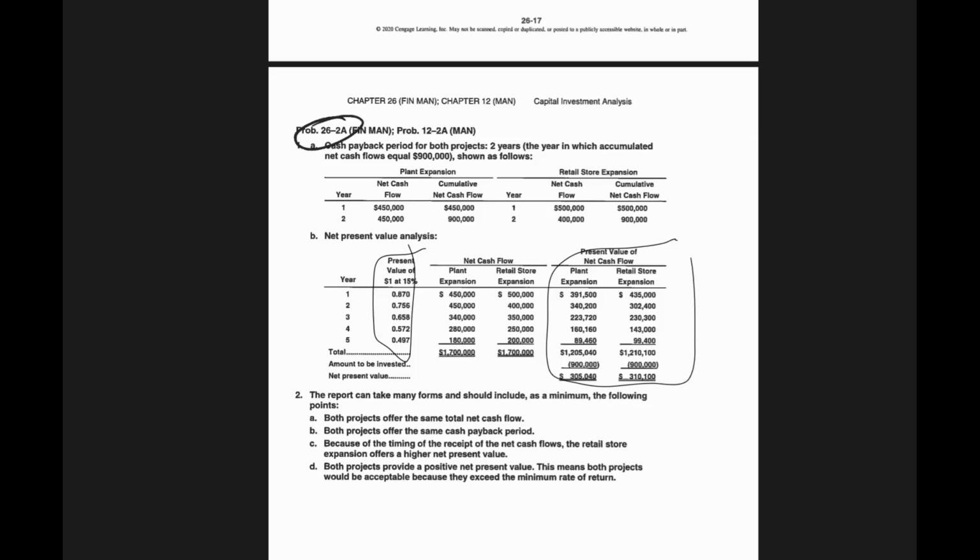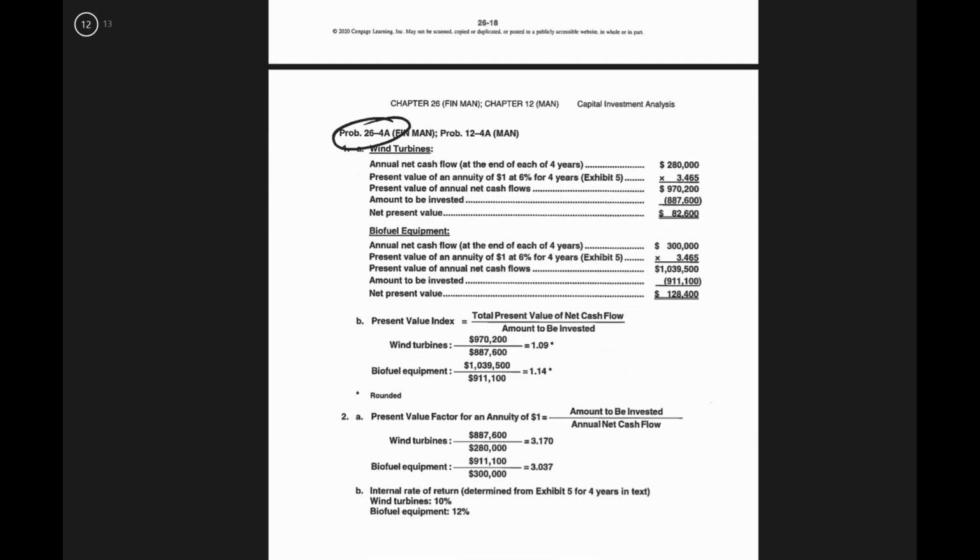Making sure also, are you looking at cash flows or are you looking at operating income? When we're doing the average rate of return, we're looking at operating income. If we are looking at cash payback or net present value calculations, we are looking at cash flows.